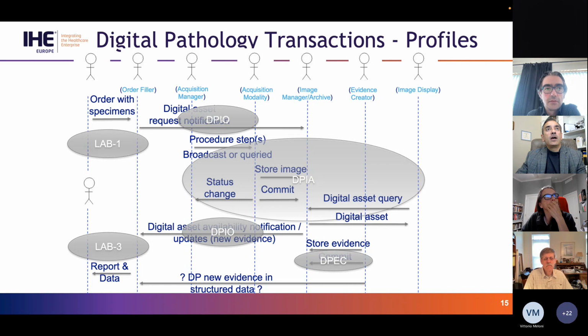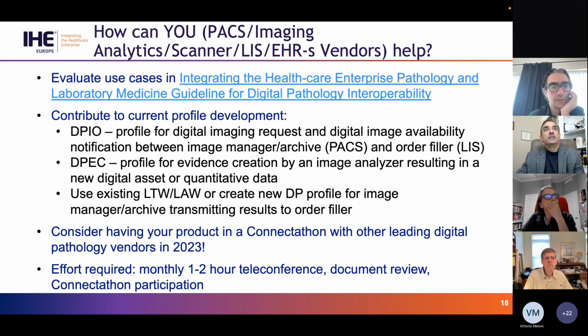And so I'll move on to the next slide. We'll go into this in a little bit more detail. So as I said, evaluating the use cases is important. We already have 10 use cases on the website that cover everything from primary sign out to consultative reviews to image co-registration, getting very specific, as well as immunohistochemistry and other types of uses for the digital image workflows.